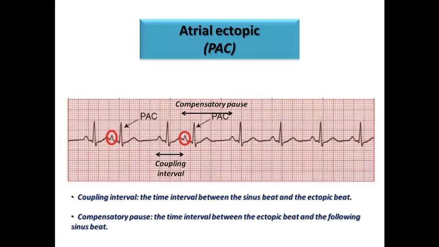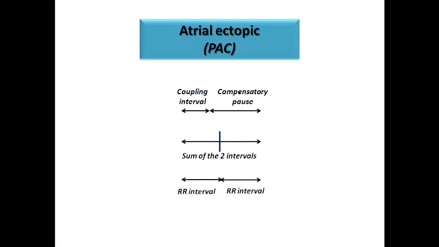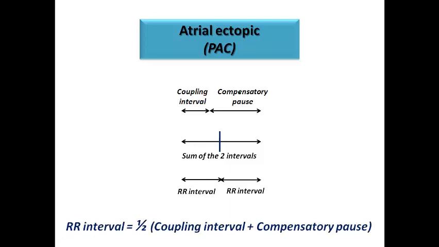So coupling interval: time interval between sinus beat and ectopic beat, and the compensatory pause is a longer time interval between the ectopic beat and the following sinus beat. If we add the sum of the coupling interval and the compensatory pause, and then we divide them by two, we can find that half of the sum of the compensatory pause and the coupling interval is the same as the RR interval. So the RR interval of the underlying rhythm of this patient equals half of the sum of the coupling interval and the compensatory pause.